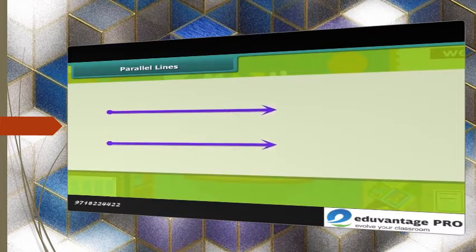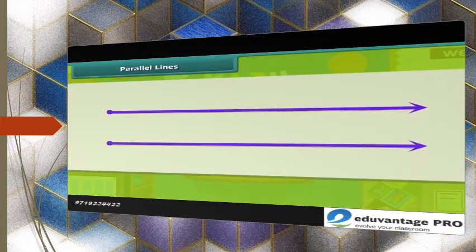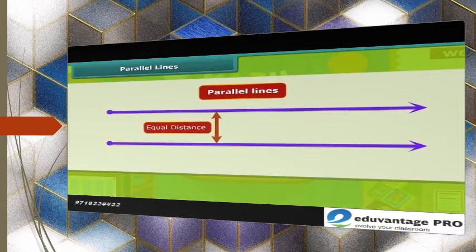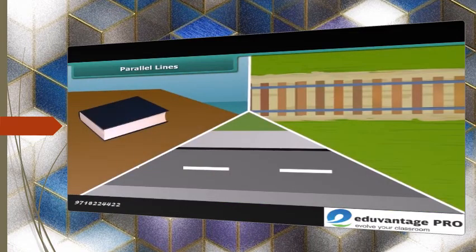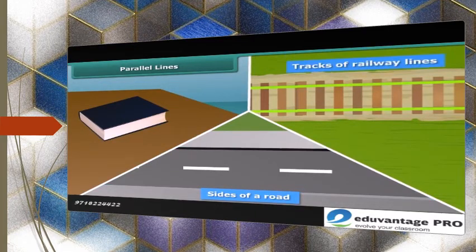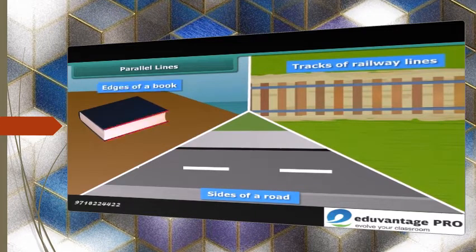Another set of lines are those which do not intersect. Such lines which do not meet at all are called parallel lines. The distance between these lines remains constant. Here, two lines L and M do not intersect, so they are parallel lines. A few examples of parallel lines from daily life include sides of a road, tracks of railway lines, edges of a book.